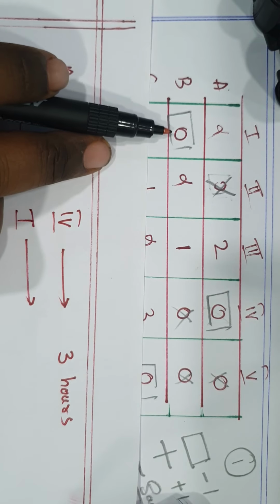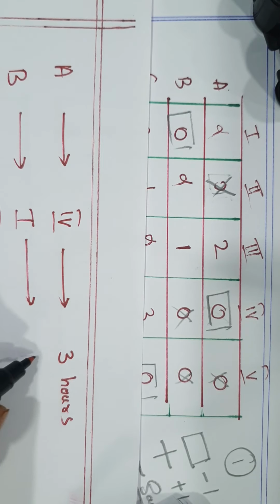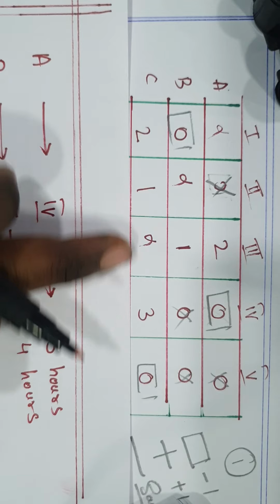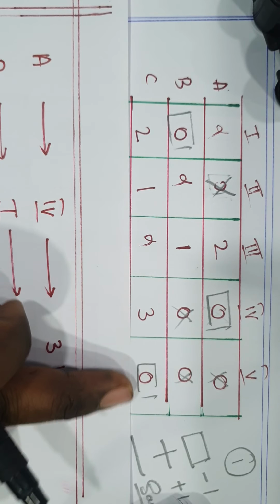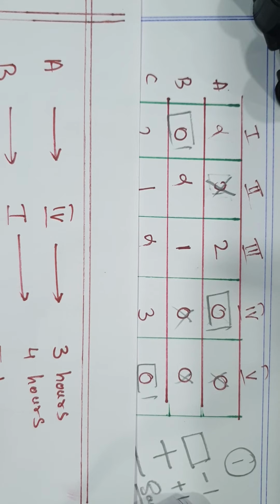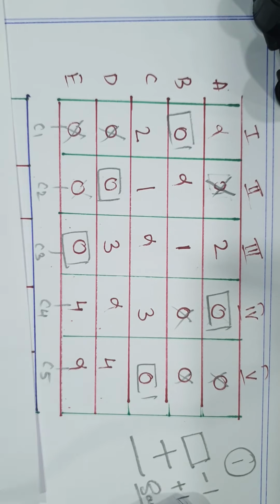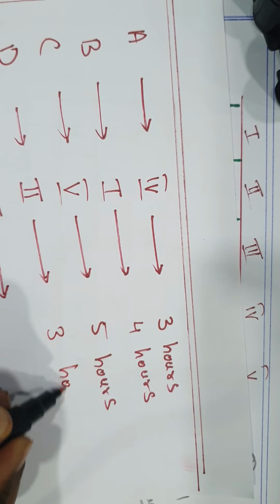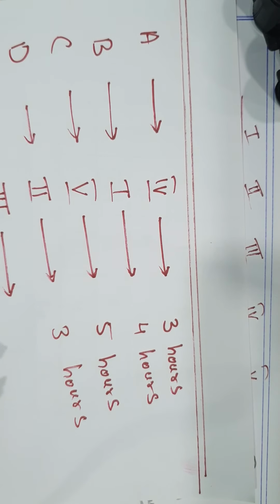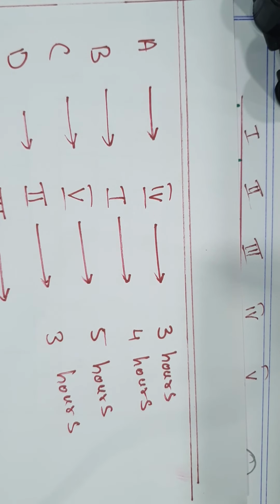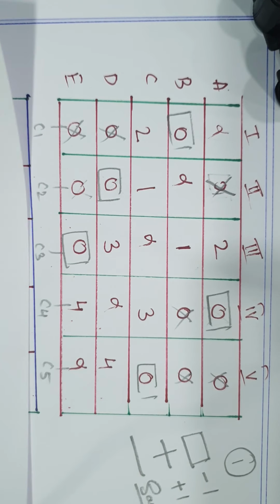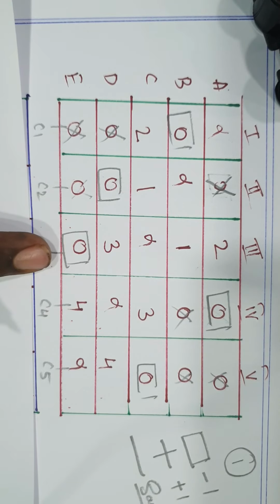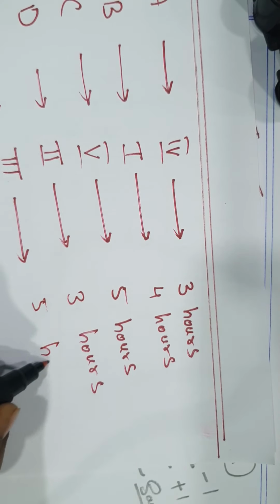Okay? In B, in this position, what is the value given? 4. So you have to write 4 hours. In the third row, last, what is the value given here? 5. So you have to write 5 hours. Now in D, in second position, what is the value given? 3. So you have to write 3 hours. Then in E, third position, what is the value given in your question? 5. So you have to write it like this.